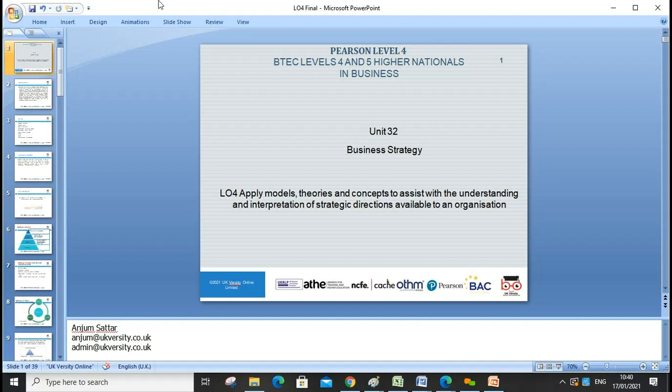Okay, so the key of today's lesson is about the generic strategies. We discussed the Bowman clock. We discussed hybrid strategies, and we discussed other strategic models and theory. Those we can apply and use for our own analysis, and we also discussed how we can implement and achieve our organization objective effectively.